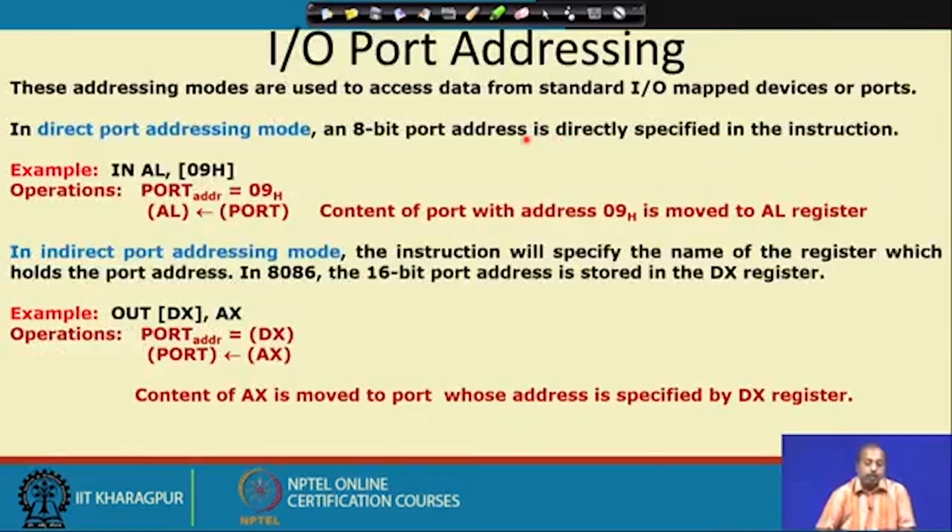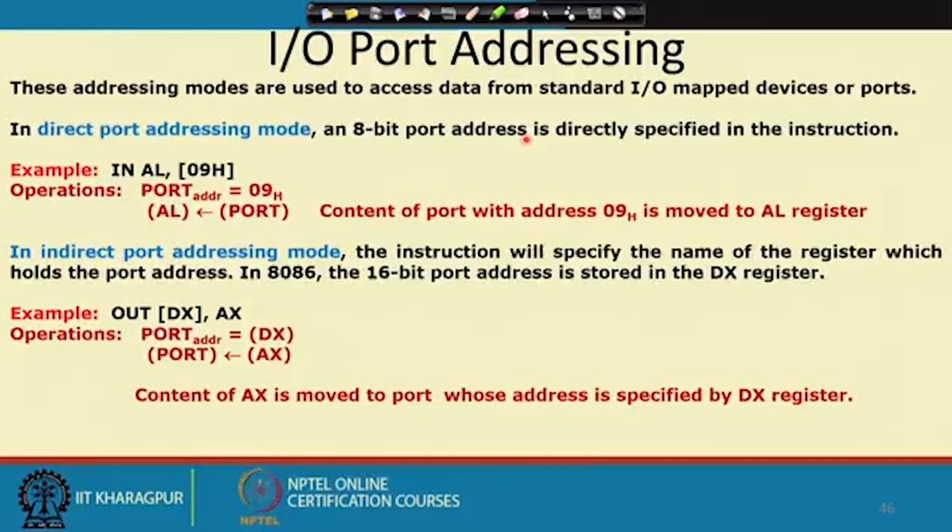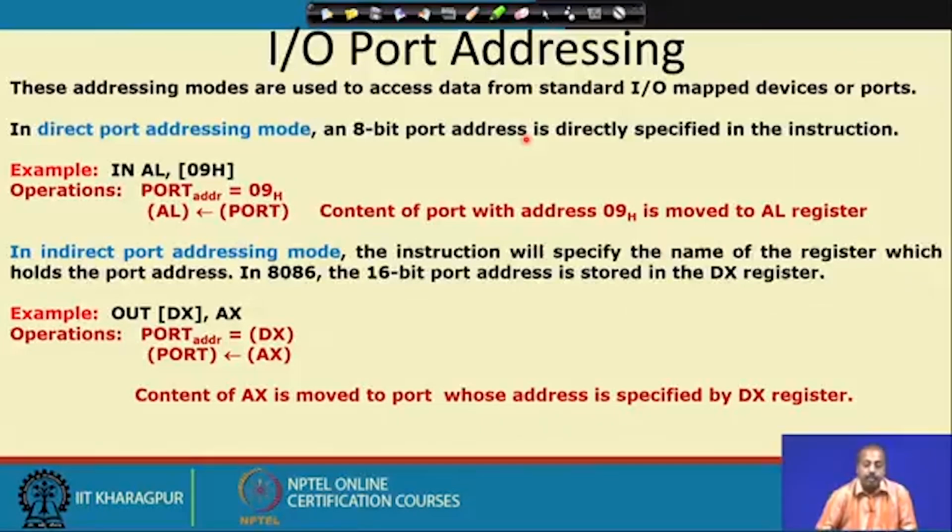Next we look into IO port addressing. These addressing modes can be used to access data from standard IO mapped devices or ports. IO mapped IO can be used, where the port address is the IO port address, or you can have memory mapped IO, where the IO ports are taken as memory locations only, and simple move type of instructions can be used.